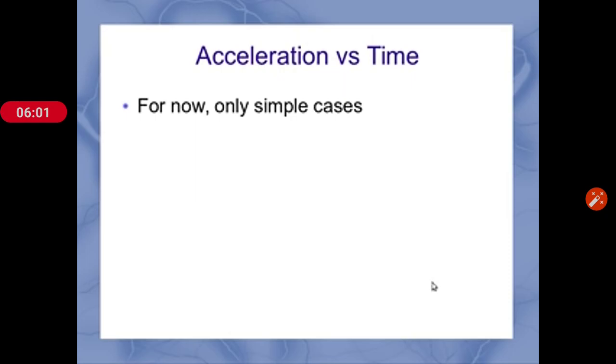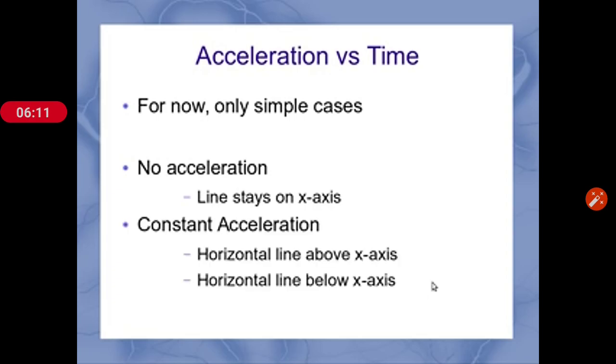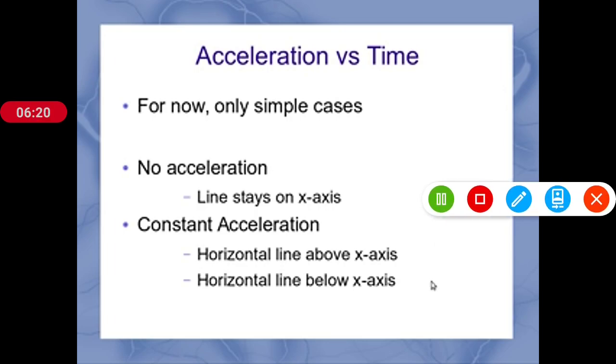Now we've got acceleration versus time. And in this course, we're only going to deal with some really simple examples. For no acceleration, your line stays on the x-axis. For constant acceleration, you get a horizontal line either above the axis for positive or below the axis for negative. And you can kind of picture this, so I don't even have to plot it.